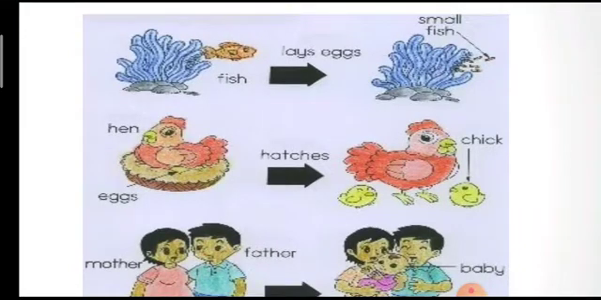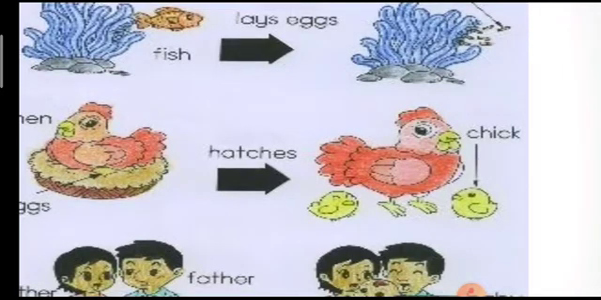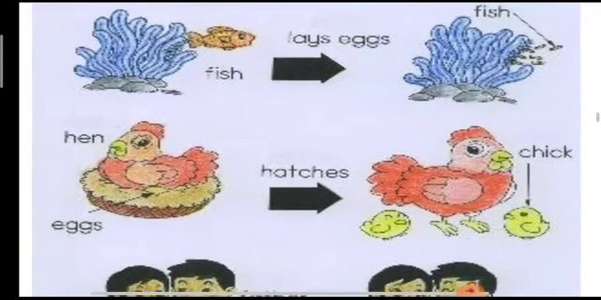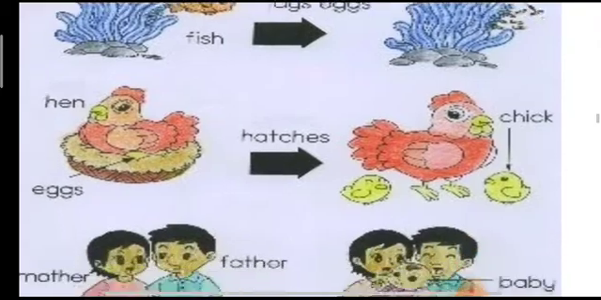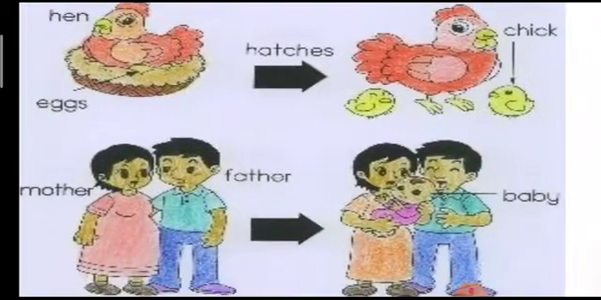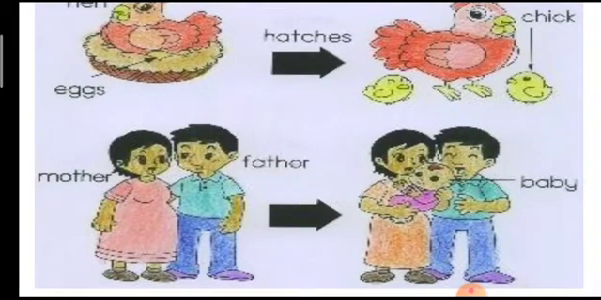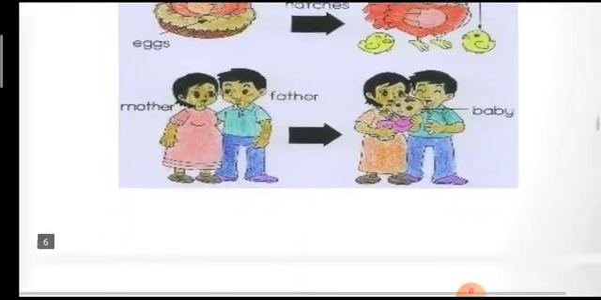One more example is given here. The hen, what does it do? It hatches the eggs. It sits on the eggs and it hatches, and after a few days it produces small chicks. This is one example shown in the picture. The next picture is of human beings, that is mother and father meet, and they produce a small baby.